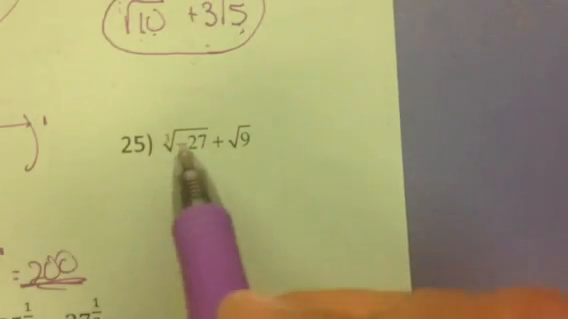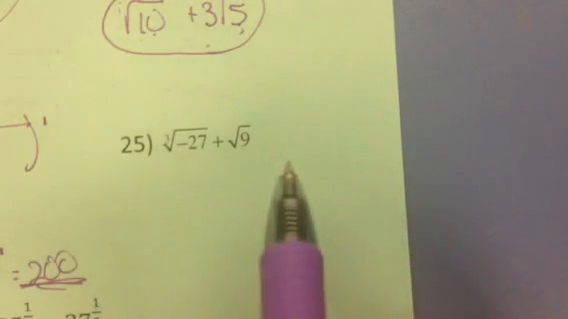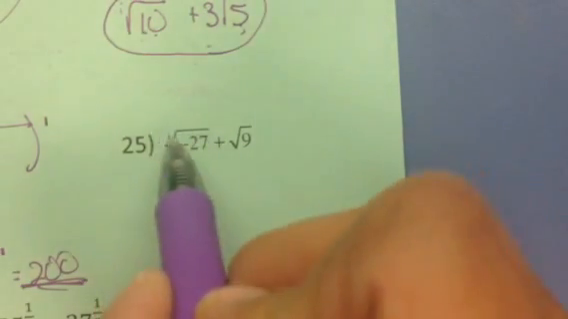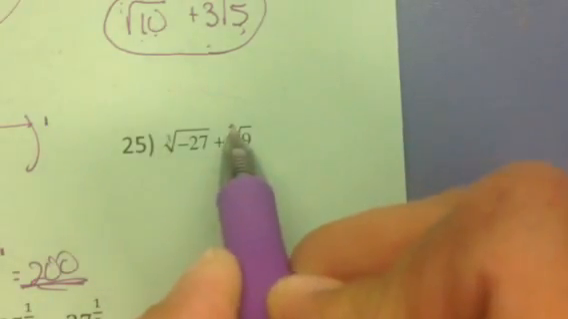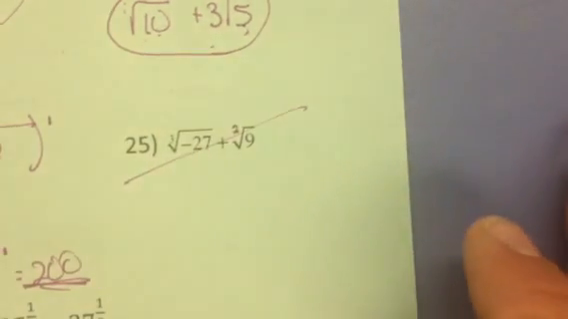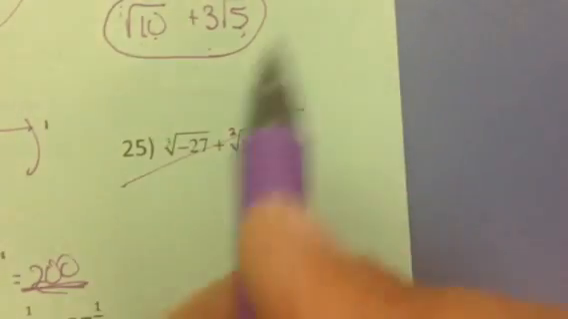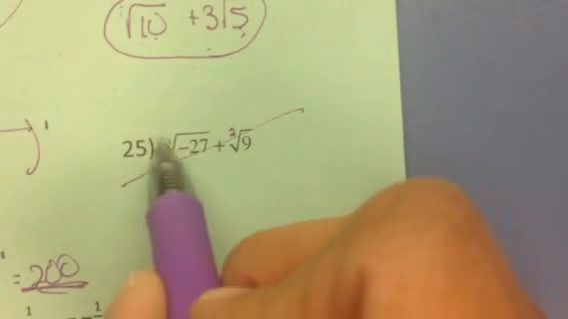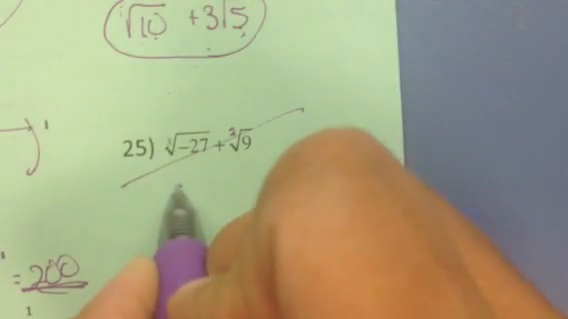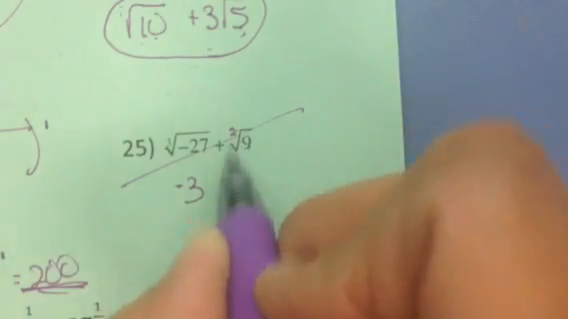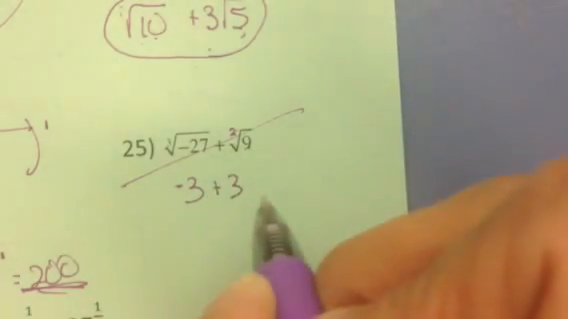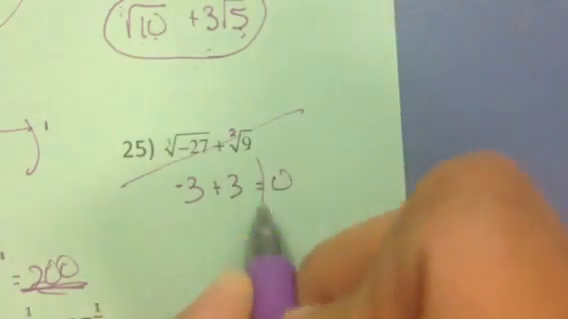I can't add and subtract unless they're the same index and the same base. So this has an index of 3, this has an index of 2. Done. I can't even do it right now. But sorry, actually I take that back. I will be able to do that, because as it turns out, 27 has a perfect cubed root, which is -3, and 9 has a perfect square root of 3. And when I add those up, I get 0.